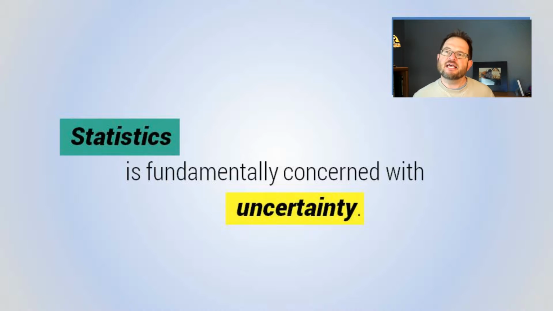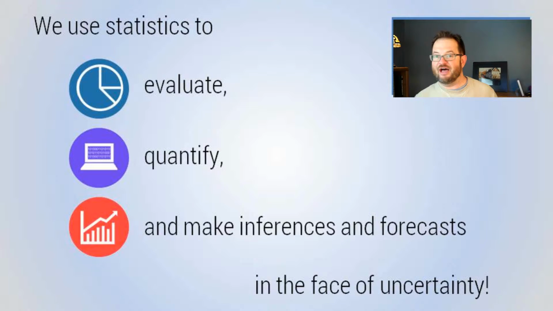You need statistics. These kinds of statistics can help you evaluate or quantify or make inferences and forecasts in the face of such uncertainty. You can use these statistics to start getting a handle on what is going on when you aren't in control of everything, like how much sunlight falls on your solar panel, or how much wind is blowing through your wind turbine, or how much demand there is for power on your power grid.